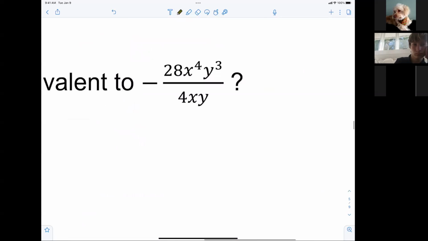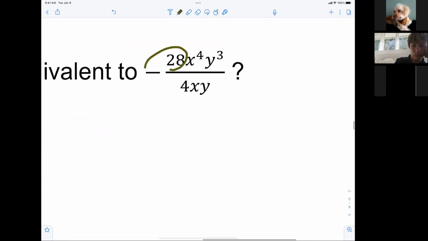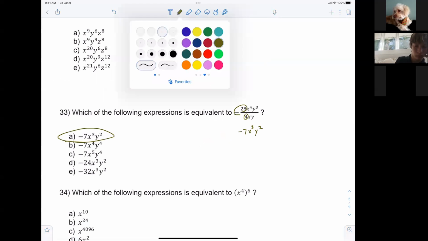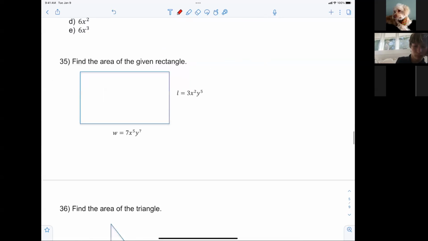So here we go. Negative 28 divided by 4 is what? Negative 7. X to the fourth over x is what? X to the third, and then y to the, there you have it. So the correct answer for 33 was A. All right, let's check out 35.